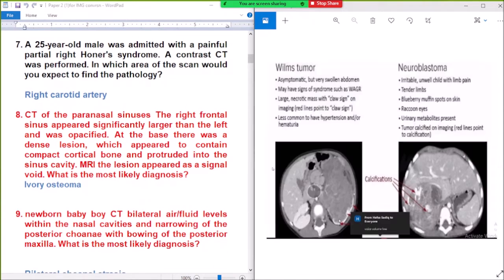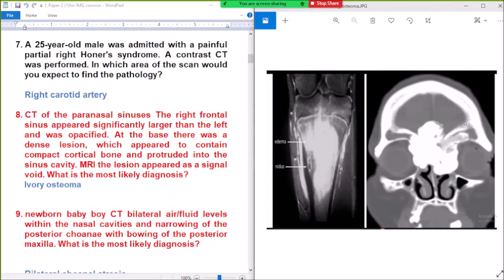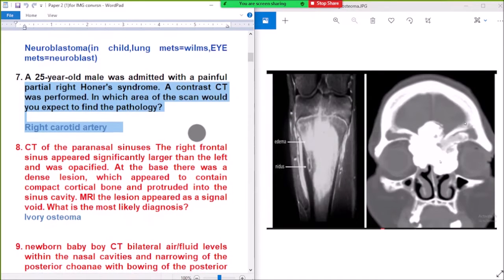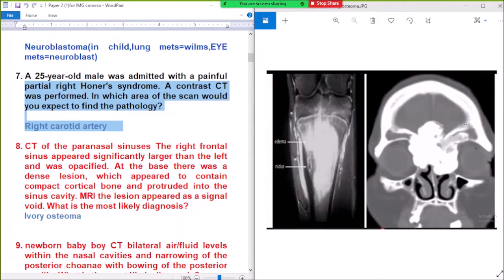Question number 7. Also, Wilms tumor and neuroblastoma differences. A 25-year-old male was admitted with a painful right Horner syndrome. A contrast scan was performed. In which area of the scan would you expect to find the pathology? Right carotid artery.